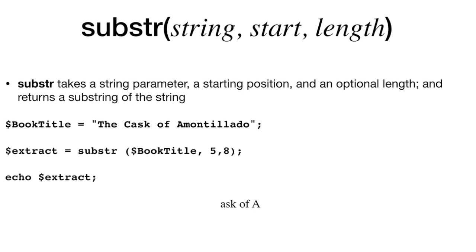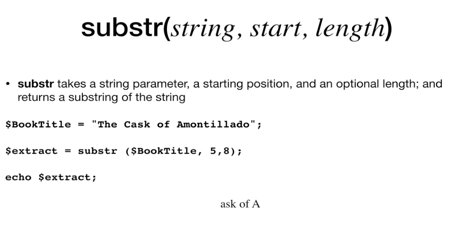The next one is a bit more complicated. This is a substring function, and this is an important one. I think you will use substring a lot when you're dealing with strings. Substring is very powerful, very useful. It gets a lot of outings. Substring will take a single string parameter, and then a starting position, and then an optional length, and it'll return a substring of the string.